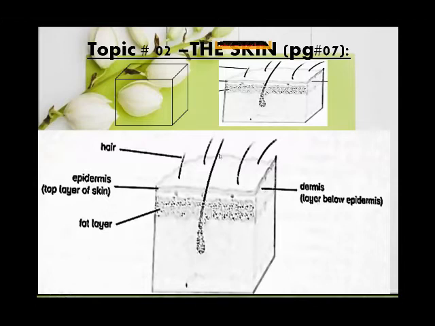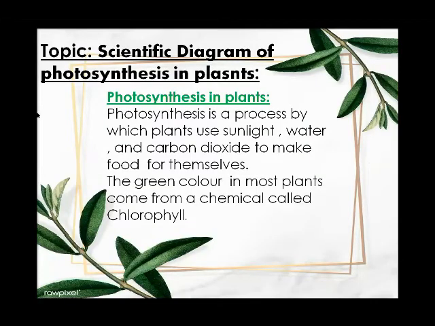Now it was your skin, and now we will come to the third picture. These two layers you will draw, two pictures you will draw, and after that we have the scientific diagram, photosynthesis in plants. Okay, photosynthesis in plants. Photosynthesis is a process.